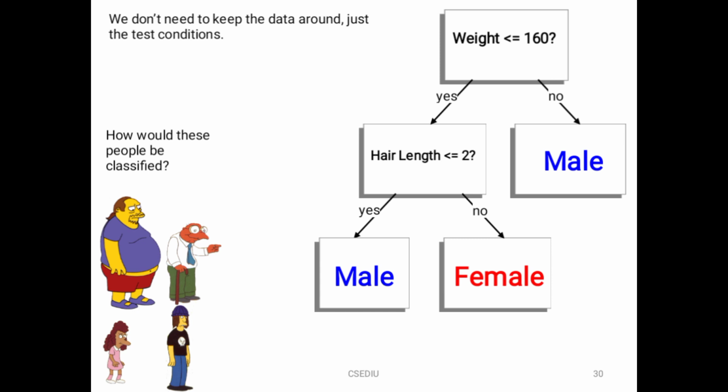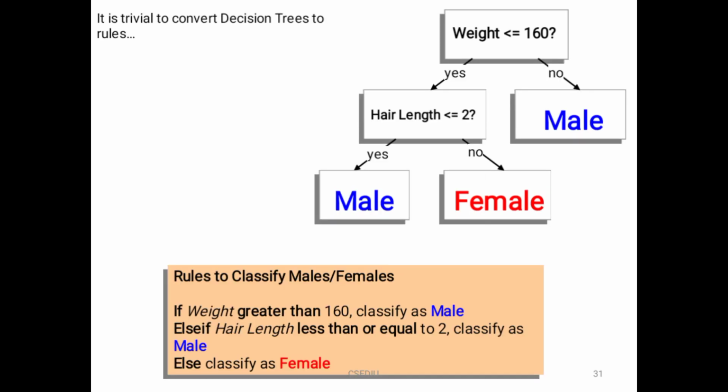How would the classification process go? This decision tree process runs, and then we classify the result. Here are the rules to classify males or females: if weight is greater than 160, classify as male; else if hair length is less than or equal to the threshold, classify as male.